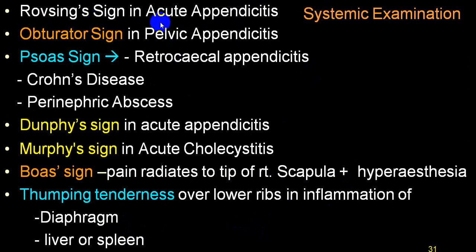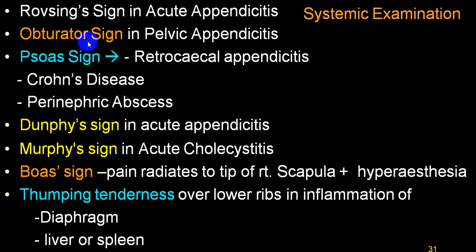Rovsing's sign is for acute appendicitis. Obturator sign is again for appendicitis but specifically pelvic appendicitis. Psoas sign is for retrocecal appendicitis. This is very commonly asked in your oral. So do remember this. Again I am repeating. Rovsing's sign, or we call rebound tenderness, is for acute appendicitis. Obturator sign is for pelvic appendicitis.